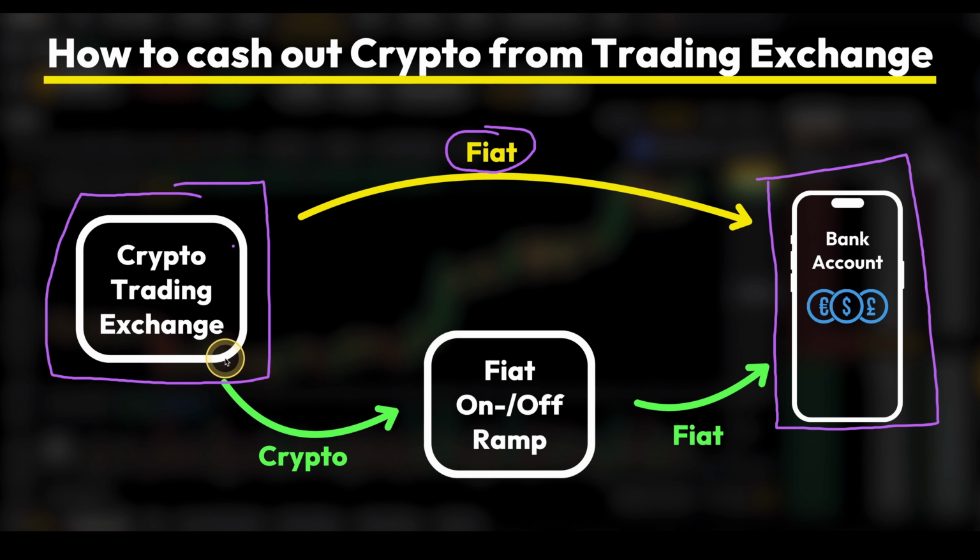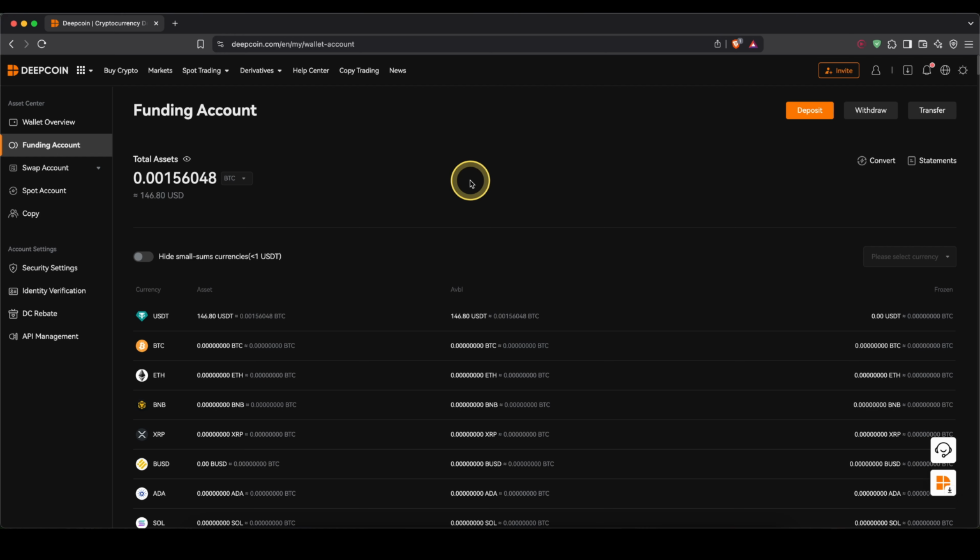So the other way would be to first send crypto from that exchange to a so-called fiat on and off ramp, which is basically an exchange that is optimized for interacting with fiat money with your own bank account. So we first send crypto here, convert it then to fiat, and then send fiat from here back to our bank account. Unfortunately, it's not possible to directly withdraw any money from Deepcoin to your own bank account. However, that is not a big problem. I will now show you the second method, which will work 100% guaranteed.